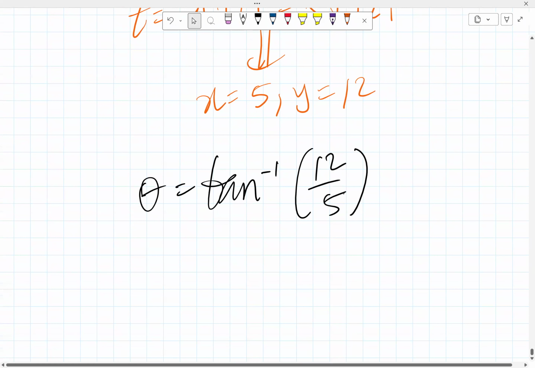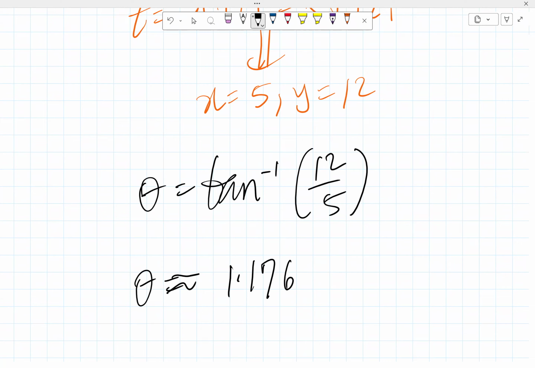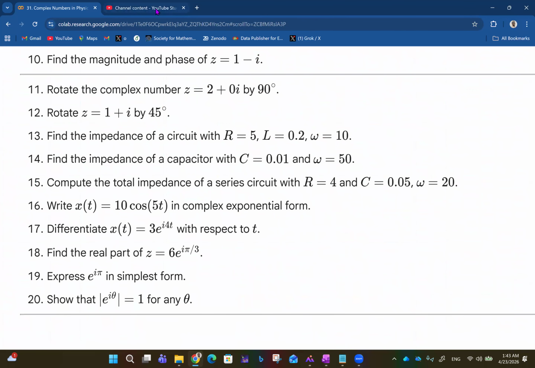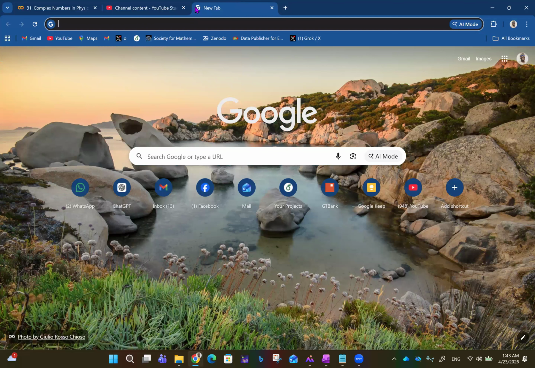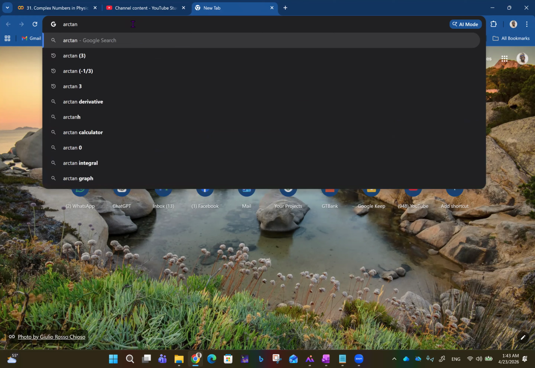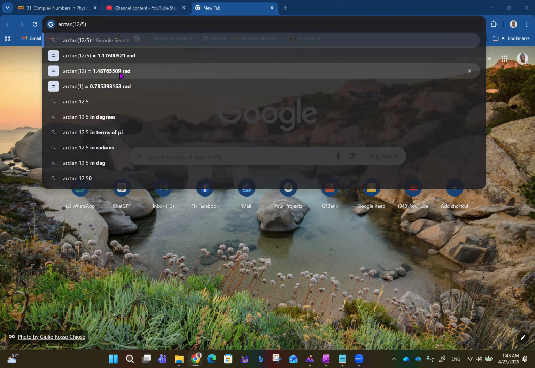If we do this, we have theta to be approximately 1.176 in radians. In case you're wondering how to get this, you can just use Google. Just do arctan of 12 over 5, then in radians. It's already giving that to you in radians like that.